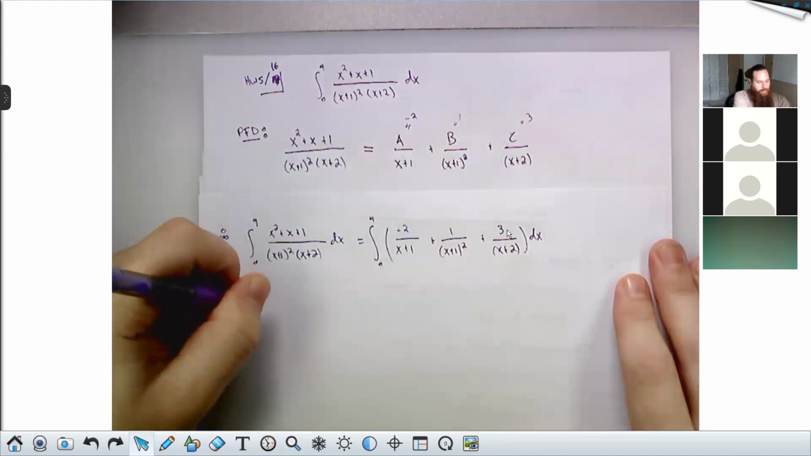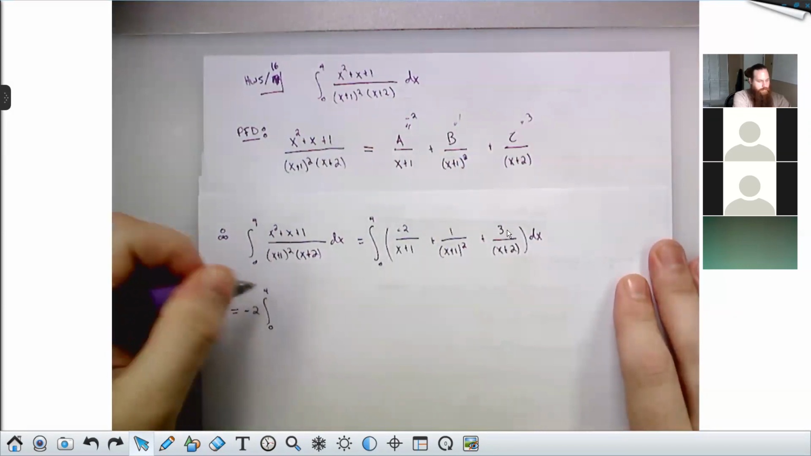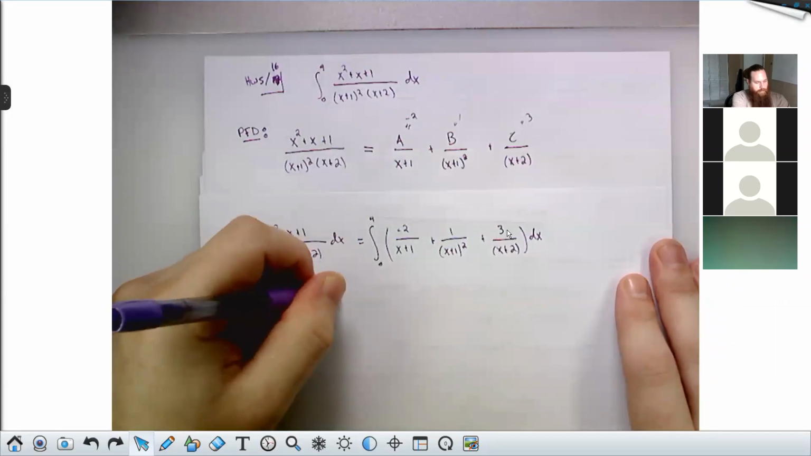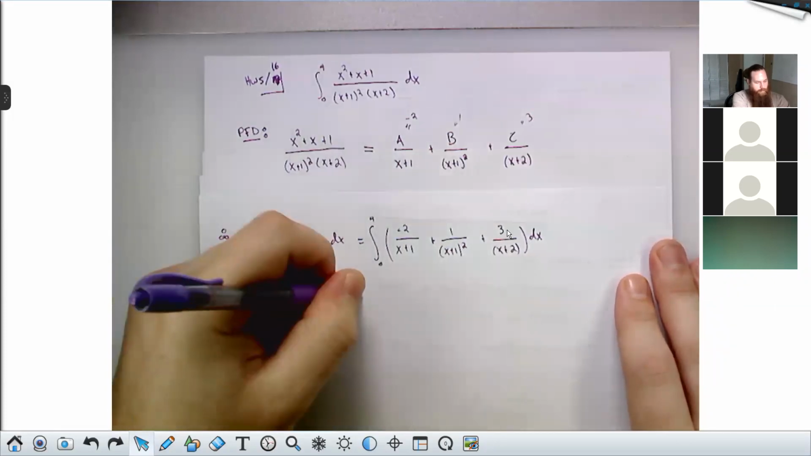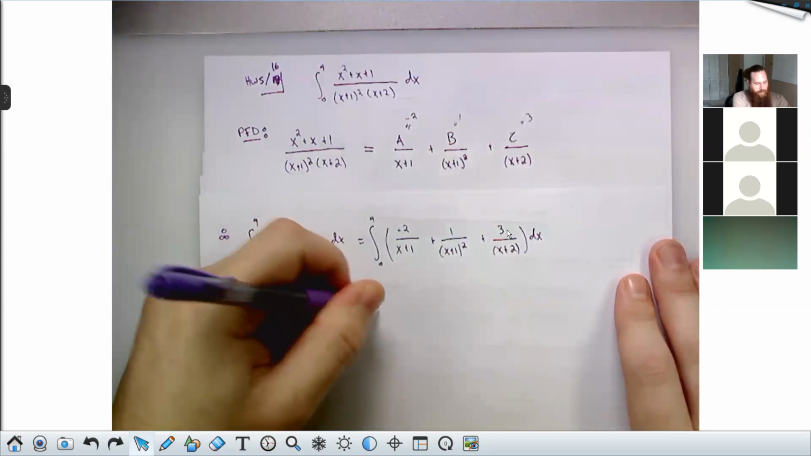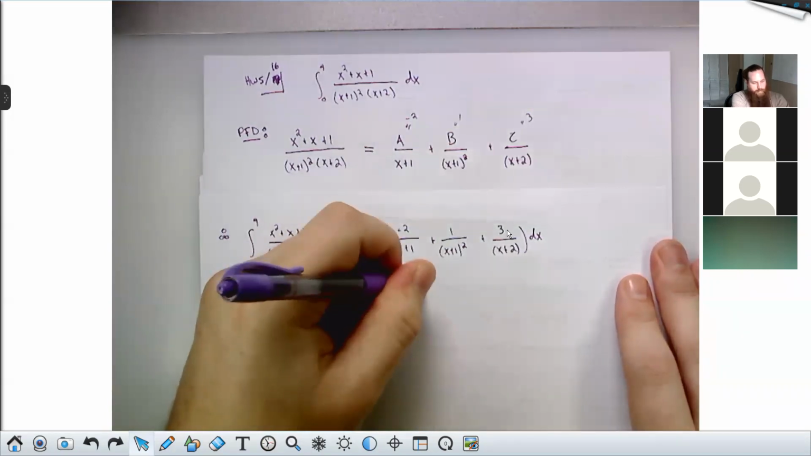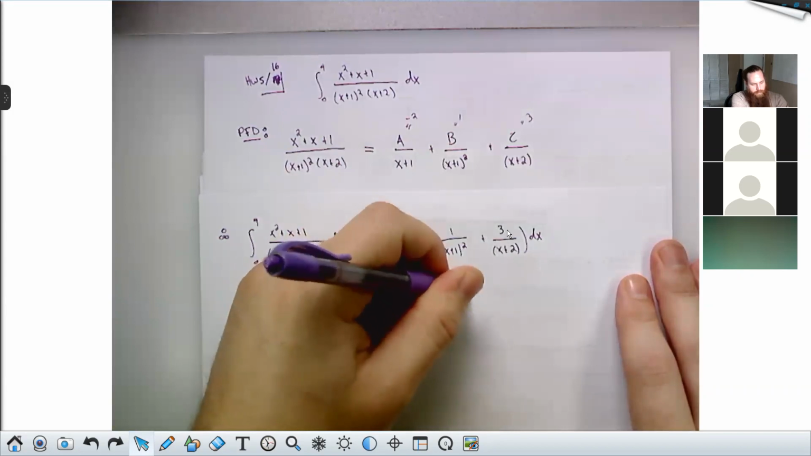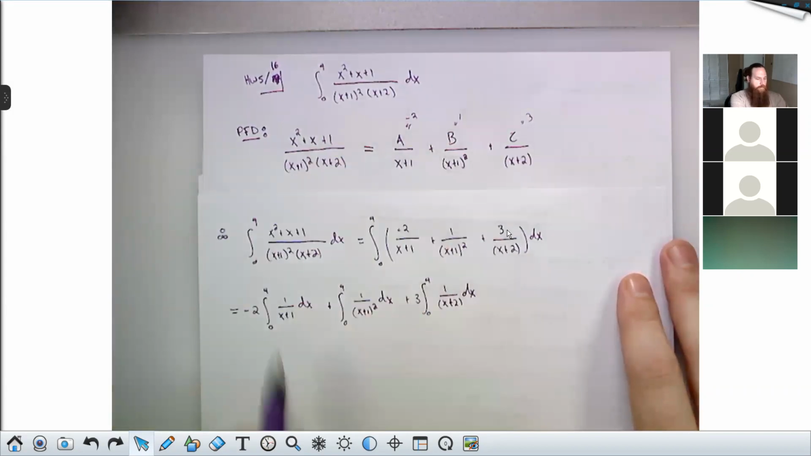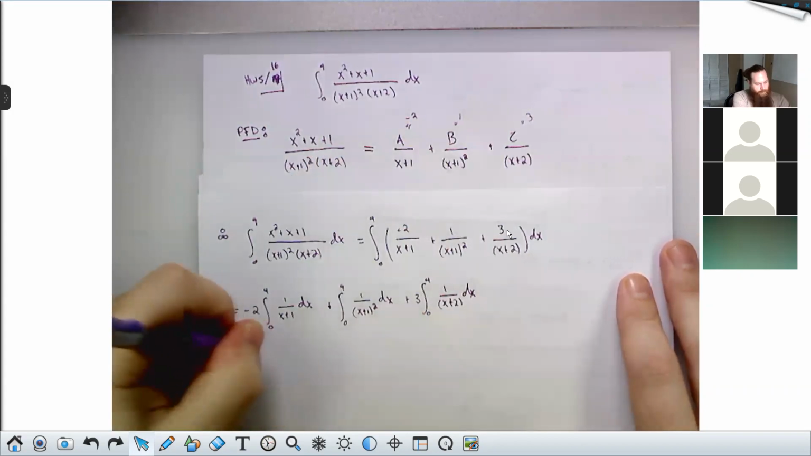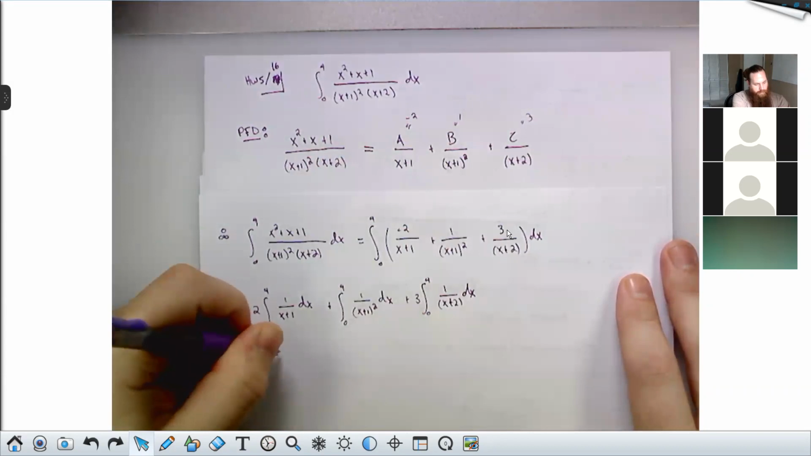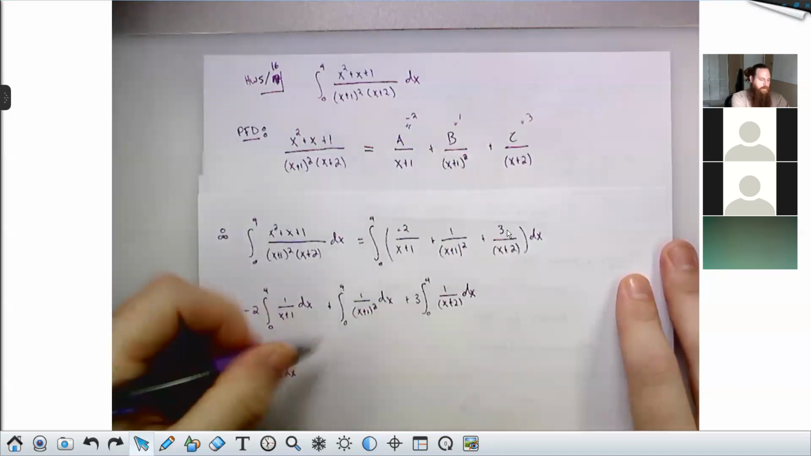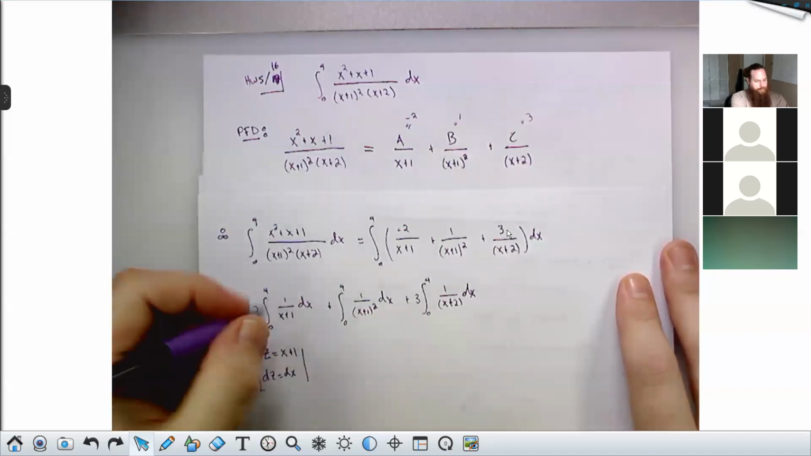So I get negative 2 times the integral from 0 to 4 of 1 over (x plus 1) dx, plus the integral from 0 to 4 of 1 over (x plus 1) squared dx, plus 3 times the integral from 0 to 4 of 1 over (x plus 2) dx. The first two require the substitution z equals x plus 1. dz is just dx, but because these are definite integrals, I need to change the bounds.